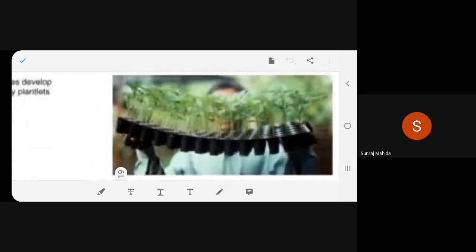From small cells, from a little amount of cells or tissues, we get so many plants. Can you see this? This is called tissue culture. It's also done in a test tube.